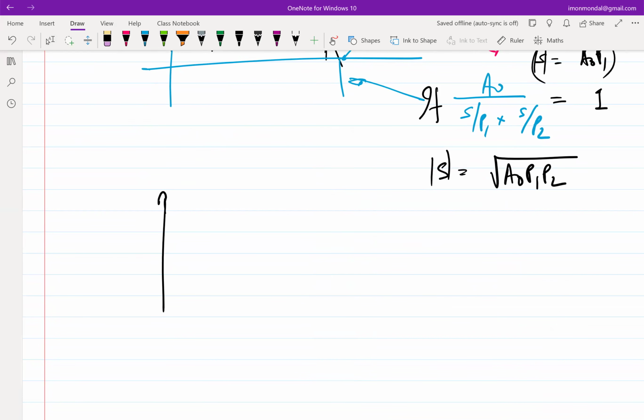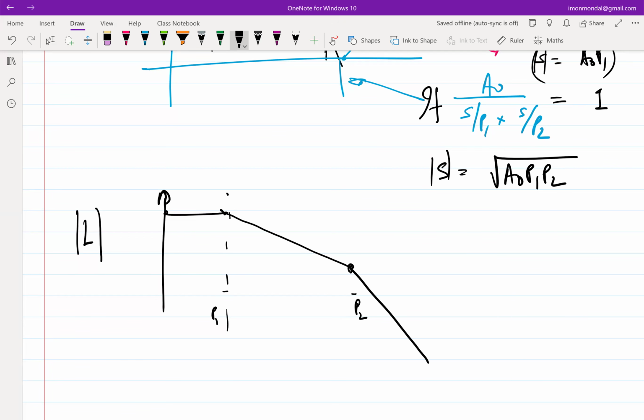I'll not draw the x-axis. Let's say I am plotting L, right? So I know the locations of the poles of L are at P1. This is a priori known to us. It is at P1 and it is at P2. So I know this will go something like this. I need to evaluate at what point of this curve do I hit 1, right?